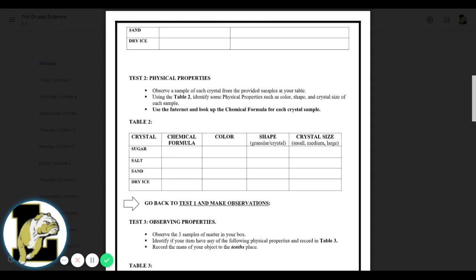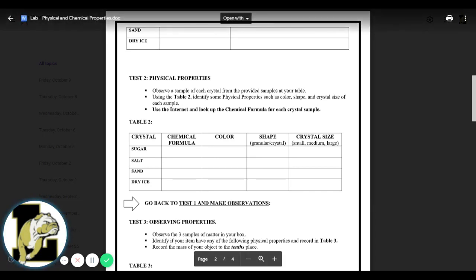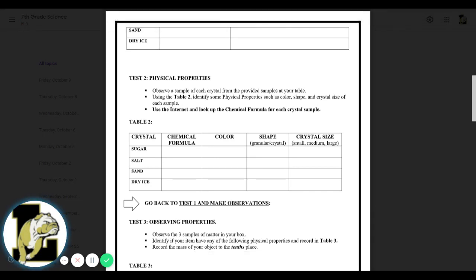Then they are going to list some physical properties here. We talked a little bit yesterday about chemical formulas in the periodic table. So they are going to look up the chemical formula for all of these: sugar, salt, sand, and dry ice. Dry ice is just solid carbon dioxide, which would be CO2.